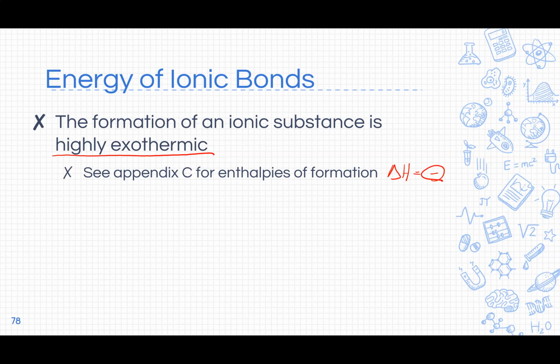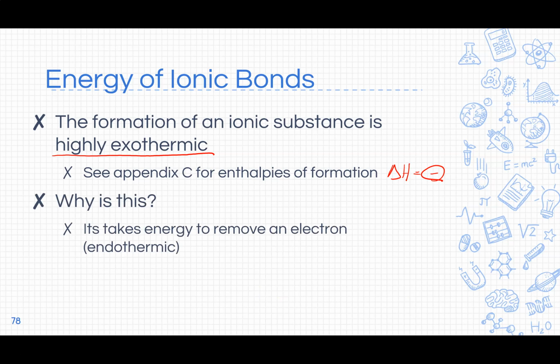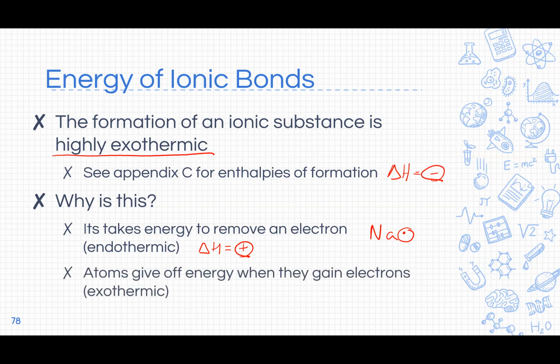So how is this process exothermic? Well, when we think about it, we think about losing an electron. So remember that it takes energy to remove an electron. So for example, from sodium, it will require energy to remove this electron. And that will be an endothermic process because it takes energy. So the delta H for that process would be positive. Atoms give off energy when they gain electrons. So when the chlorine gains that 1 electron, like an electron is coming in, that process is going to be exothermic, which is going to be negative.